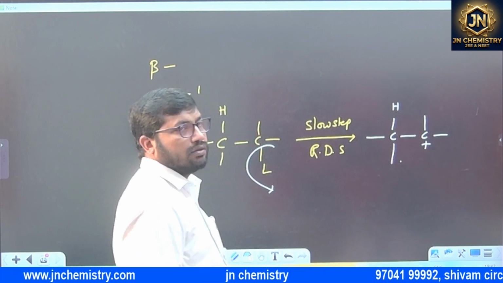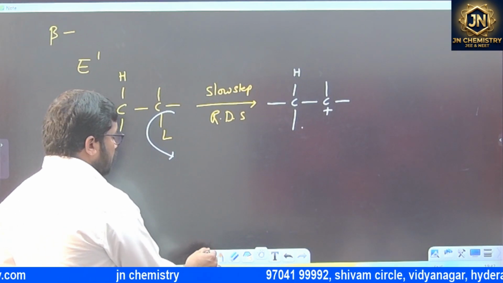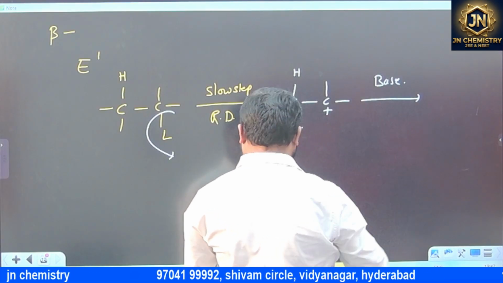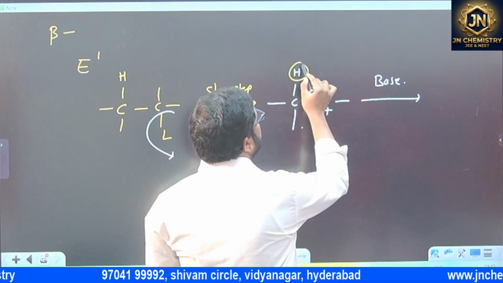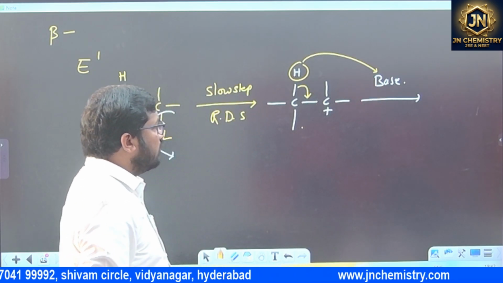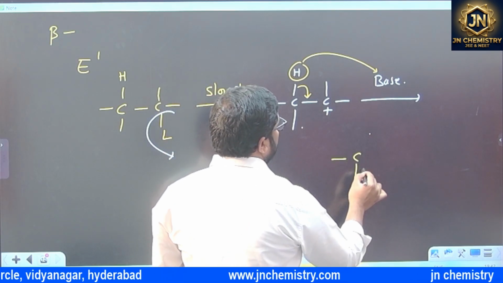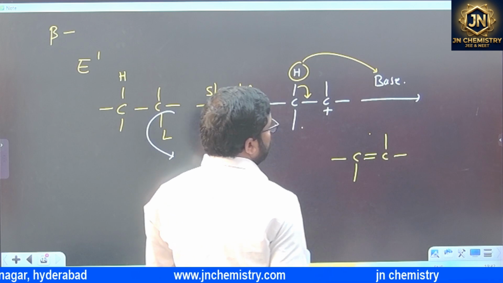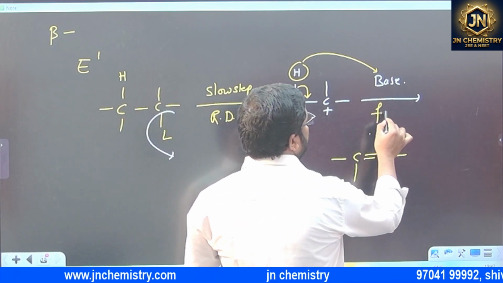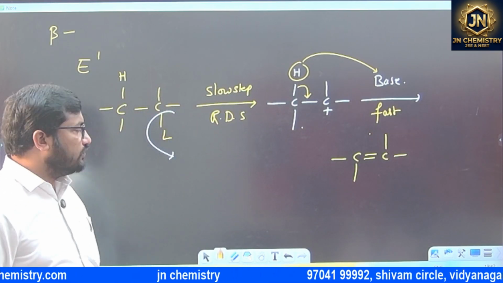Positive charge. So first we will get it like this. Then afterwards, the base is coming and abstracts this proton. H plus is taken by this base, and this bond is coming over here. What do we get? C double bond C like this, an alkene. This is the first step. In this case, which base will we use? A weak base.